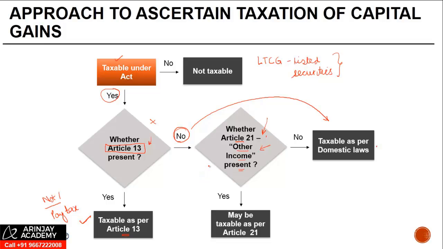Drawing the same analogy, if Article 13 is not present, you will still see; the better view seems to be that you should see what the provision in Article 21 is. If Article 21 is present, see what the provisions there are, and it may be taxable as per Article 21. But if Article 21 is not there, then the tax has to be paid as per the provisions of the domestic tax laws of India, which is the Income Tax Act 1961.